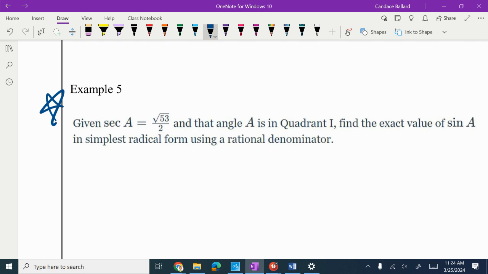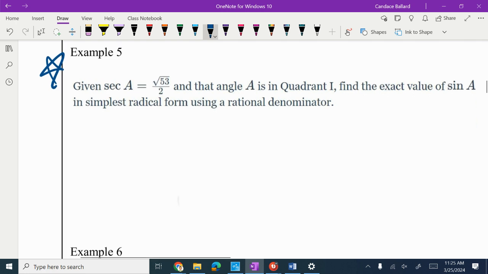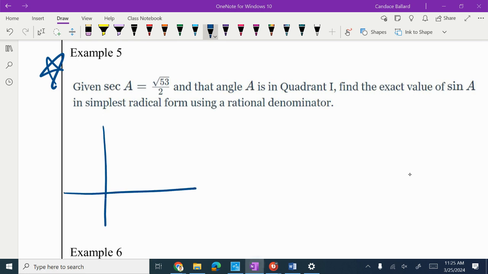Give you about 30 more seconds on your own. You should have all drawn the picture. That should be done. Make sure you've done your Pythagorean theorem. Okay, let's check it out together.